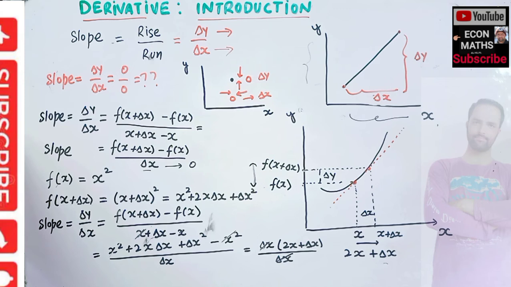Now what we do here is shrink this del x towards 0. If our del y upon del x came out to be 2x plus del x, we shrink this del x towards 0. When we shrink it towards 0, this term will become 0 and our slope will be equal to 2x. That is to say, the slope of the function x square is equal to twice x.